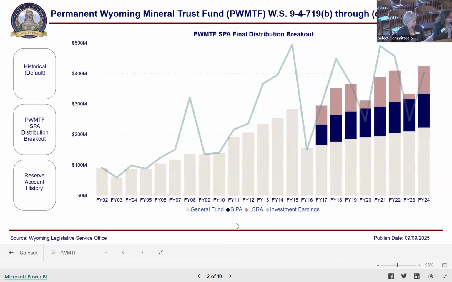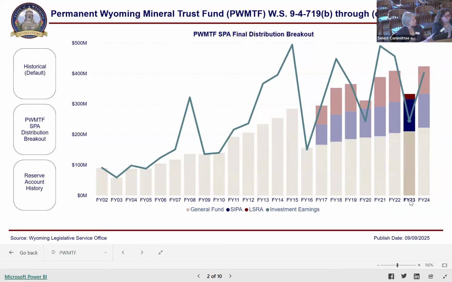And so, for example, you can easily look at fiscal year 23, and you can see that the investment earnings there is about, I think it's about 244 million or to that effect. And then the first 2.5%, what goes to the general fund, that's about 210 million. The amount over 2.5% is split equally between the LISRA and the SIPA.